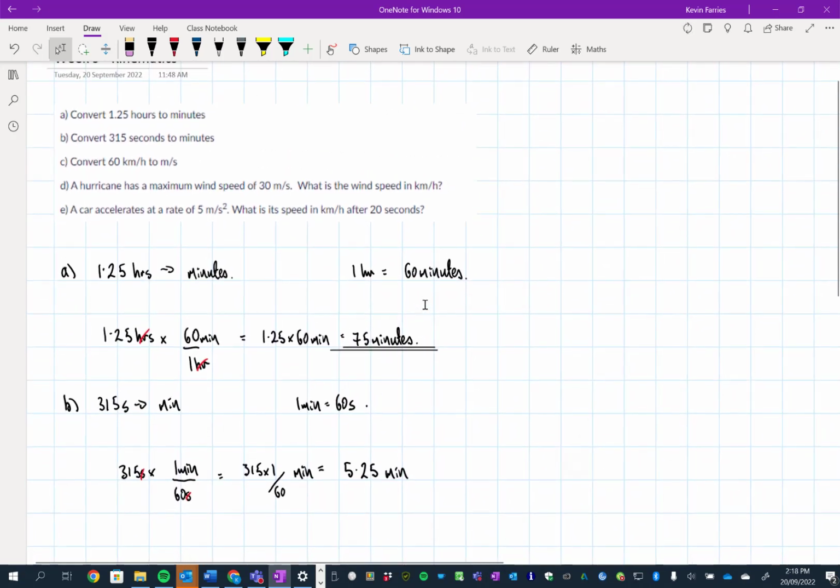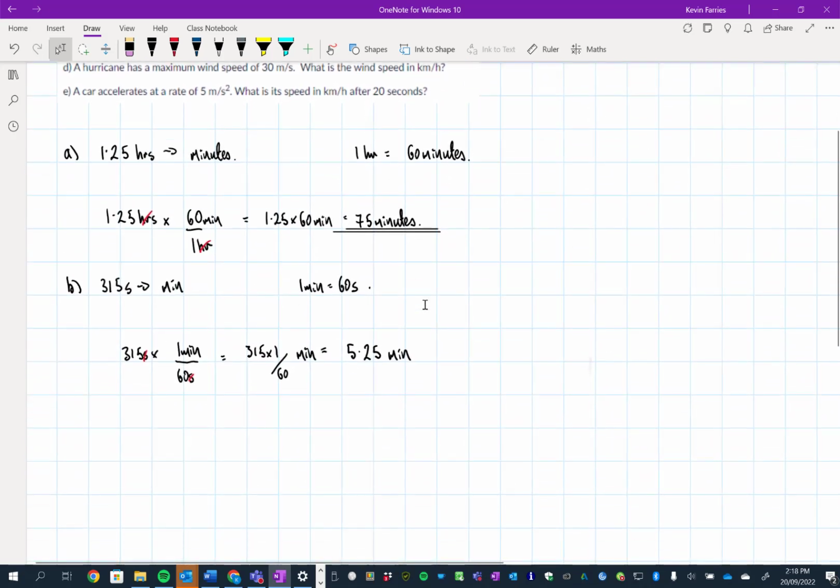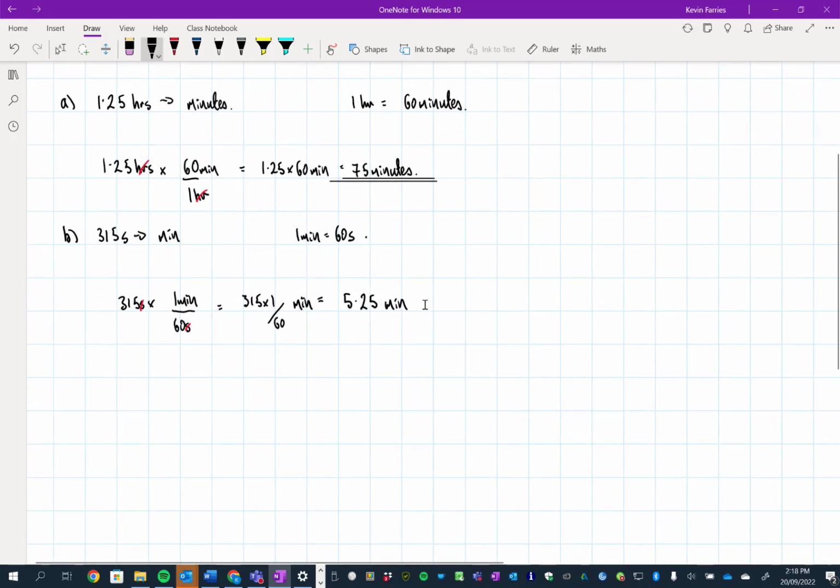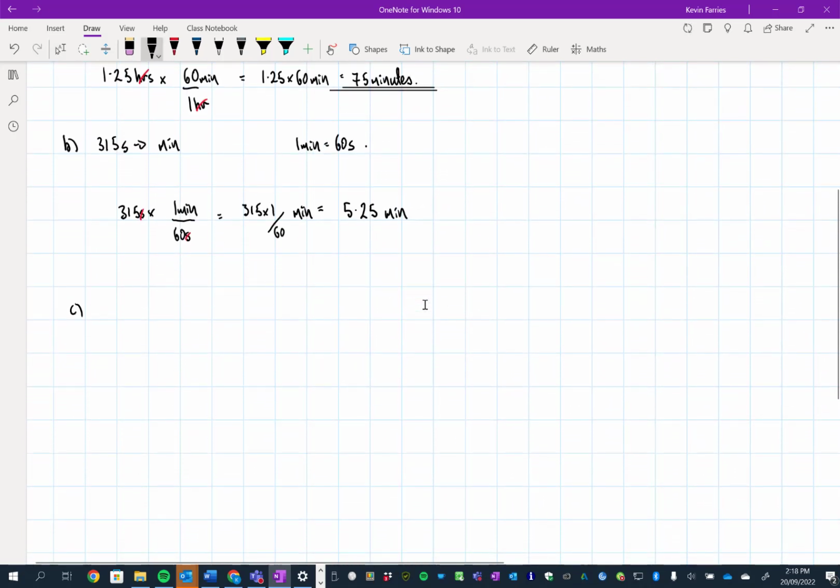Okay, next one, convert 60 kilometers an hour to meters per second. So we're doing C. So we're 60 kilometers per hour, and I want to convert that to meters per second. Now, I could try and figure out how many meters per second are in a kilometer per hour, but let's just do it step by step first. So we're going to have to get meters per second. Let's change it to meters per hour first.